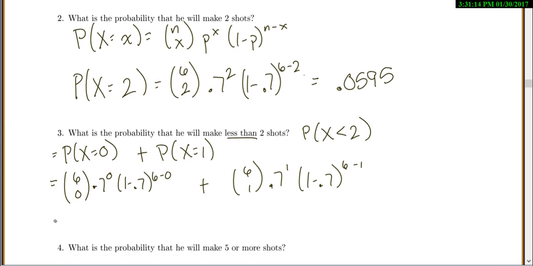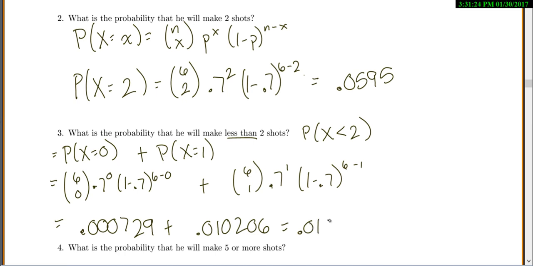Okay, so you can check your calculator work. This should be 0.000729 and 0.010206, which should give me 0.010935. And a lot of you probably have calculators that can do this for you, and that's okay, as long as you know that you should set it up as a binomial probability. That's fine if you use your calculator.